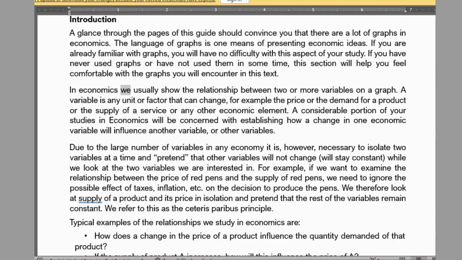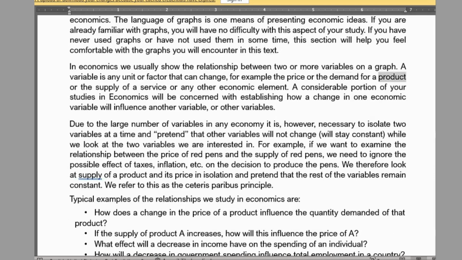In economics, we usually show the relationship between two or more variables on a graph. A variable is any unit or factor that can change, for example the price or the demand for a product or the supply of a service or any other economic element. A considerable portion of your studies in economics will be concerned with establishing how a change in one economic variable will influence another variable, or other variables.